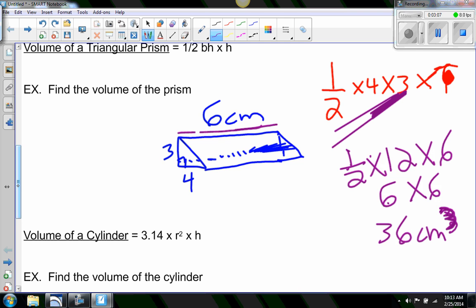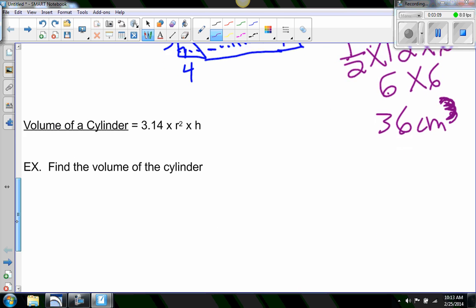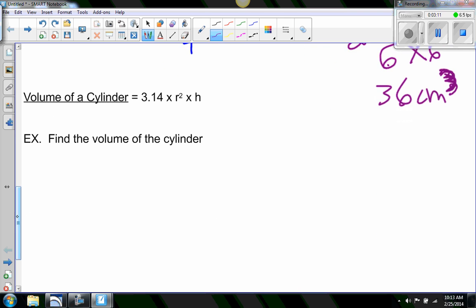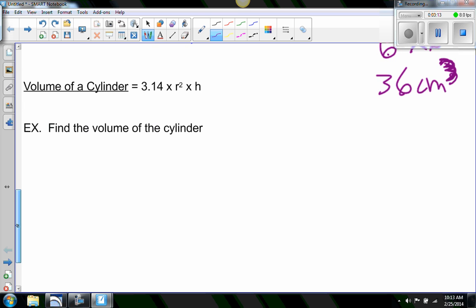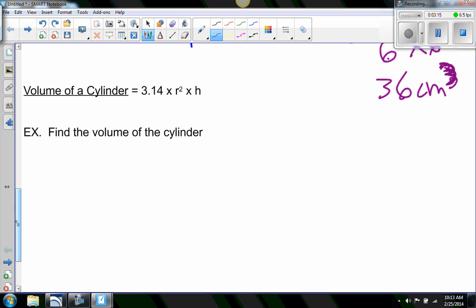I have one more type of problem to do, which is the volume of a cylinder. Again, because it's a cylinder, you know that you're going to have pi in there. So the volume of a cylinder is pi r squared h. Pi is 3.14 times r squared times h, the height of the whole figure.